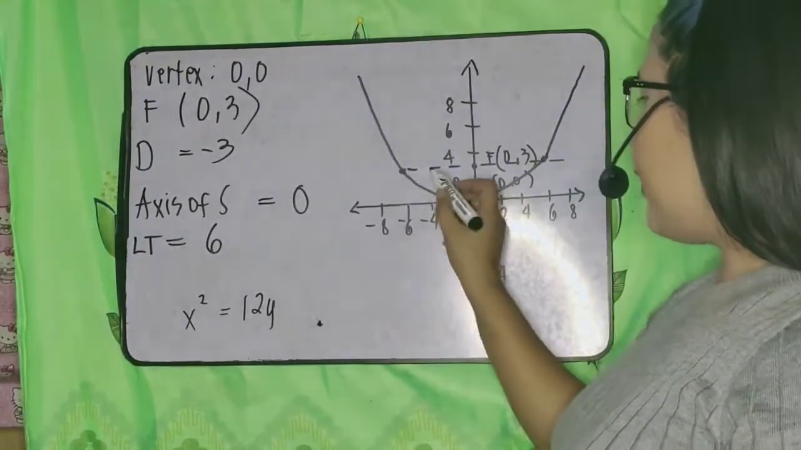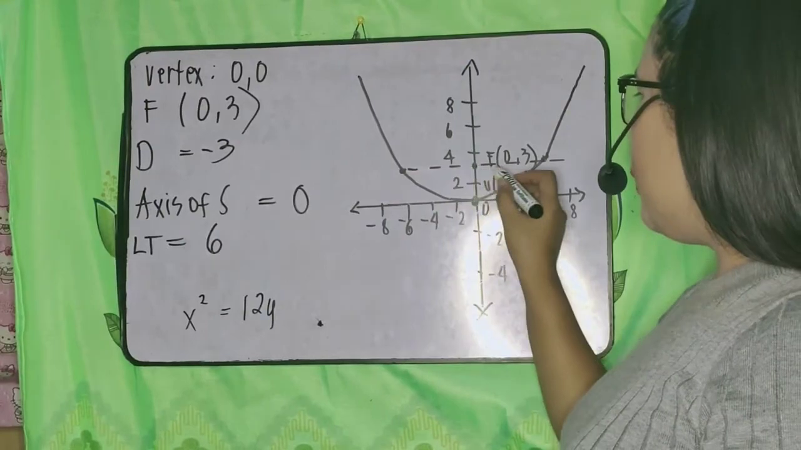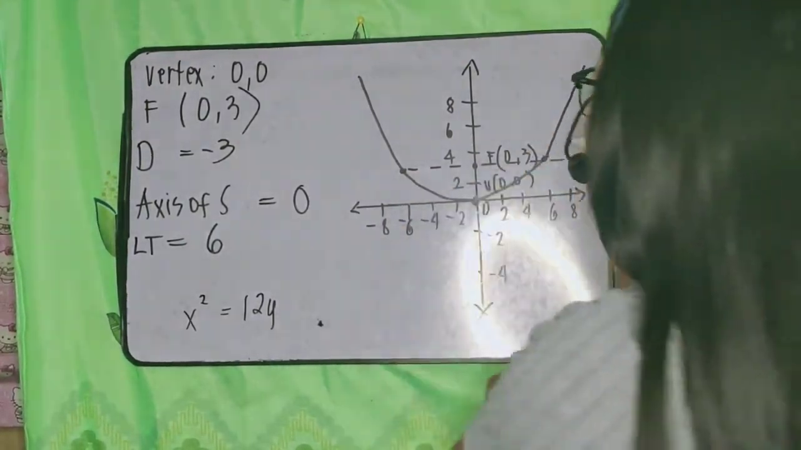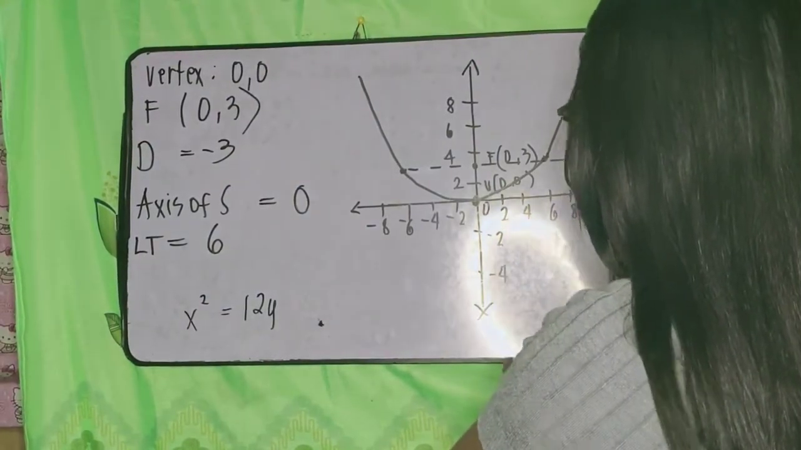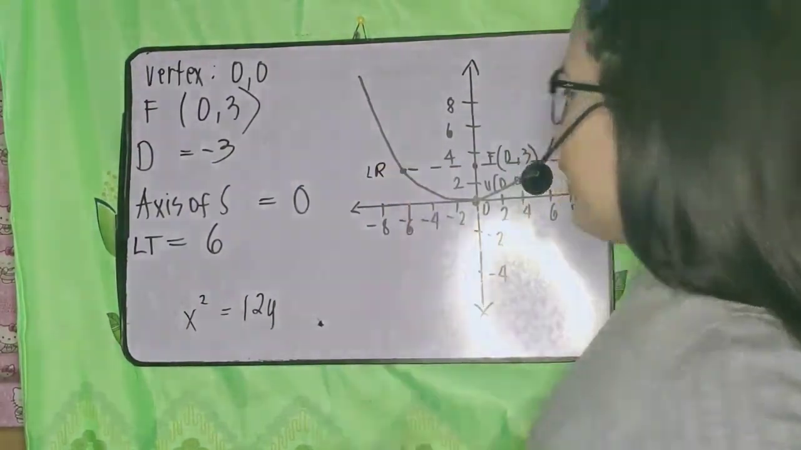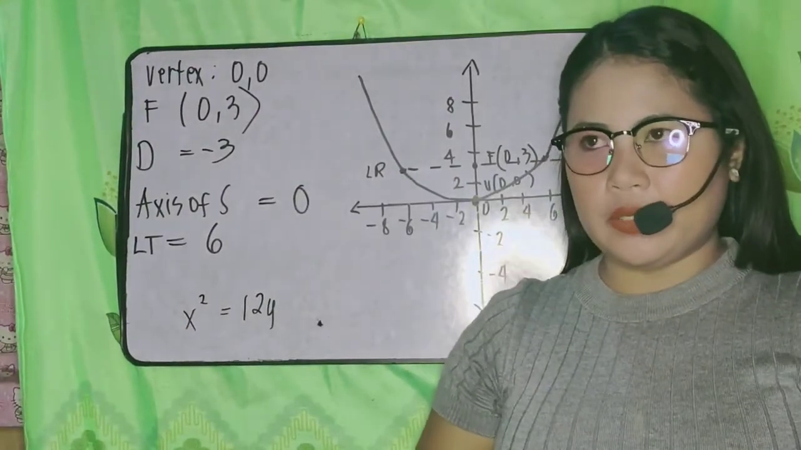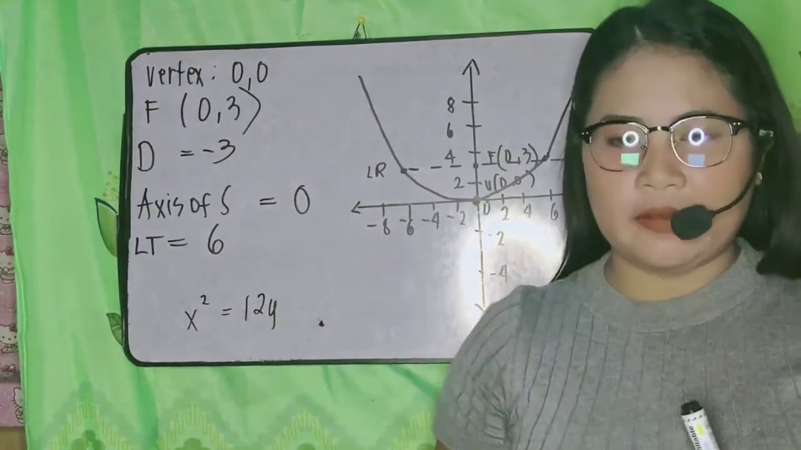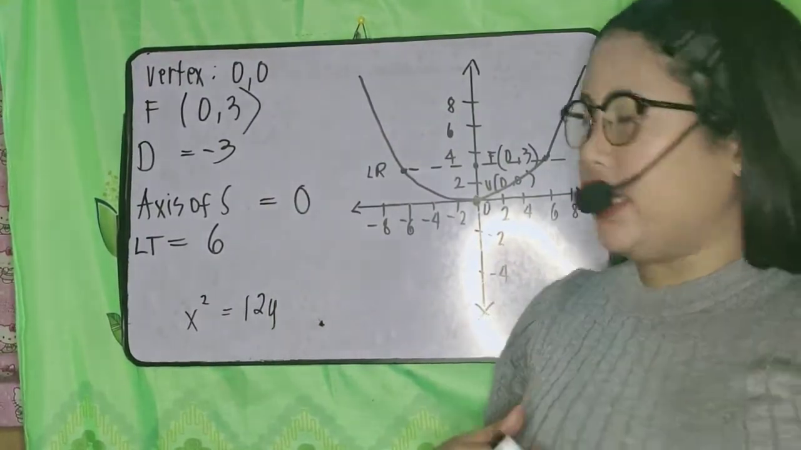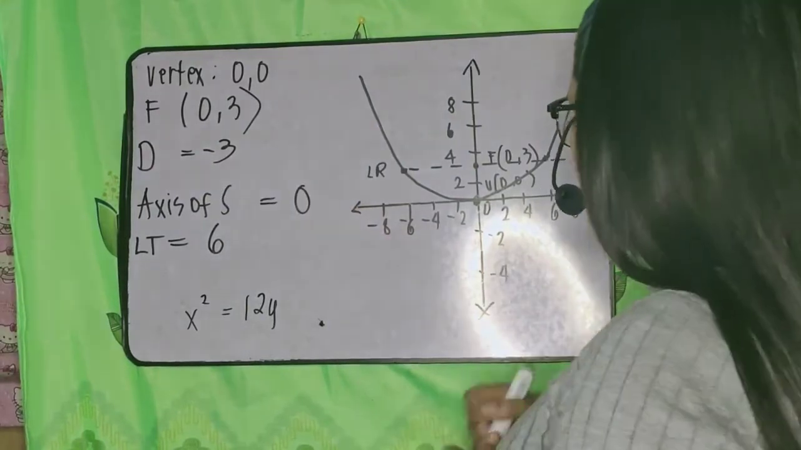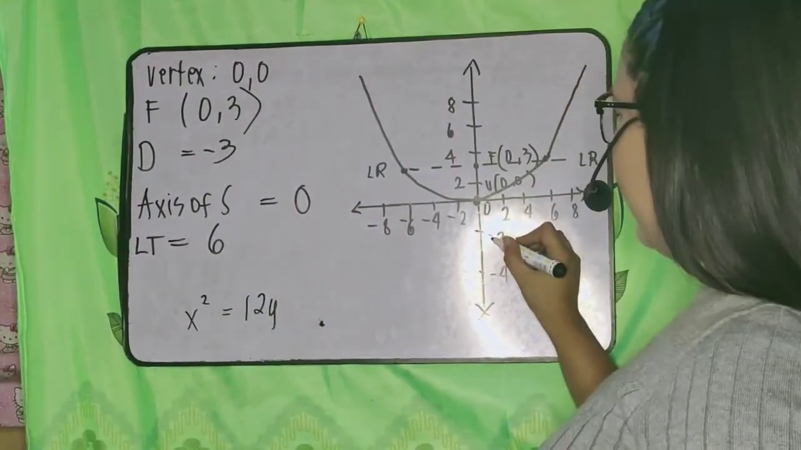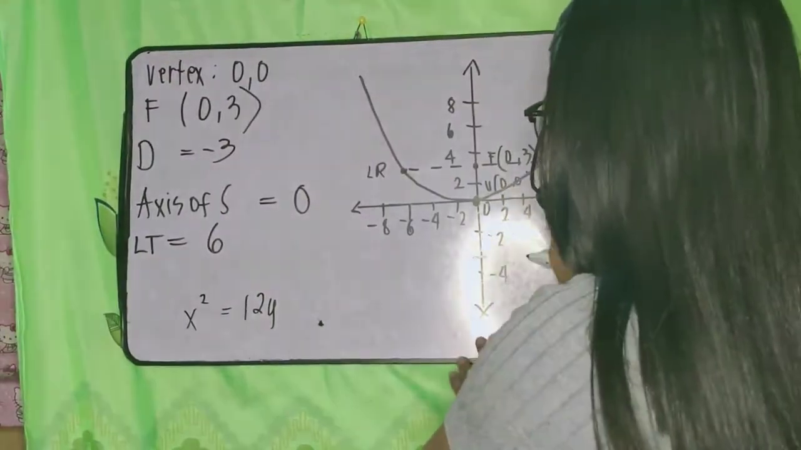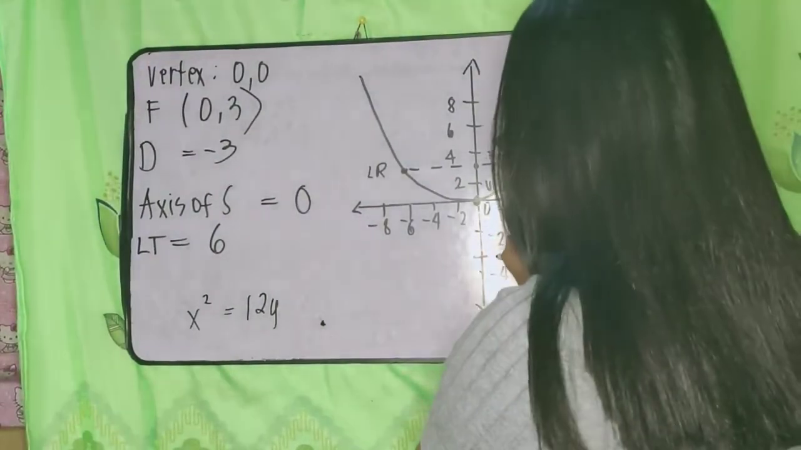After that, don't forget to draw the dashed line. Then we write the latus rectum on the side. As I said during our lesson, the directrix is always below the vertex of the parabola. Since our directrix is negative 3, it is halfway between negative 2 and negative 4. So here is our directrix, and we draw the broken line.